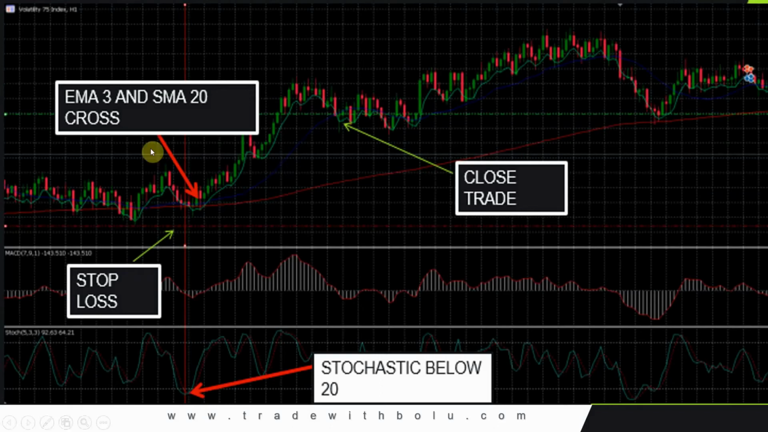We're even using a volatility index to give you guys this example. So this is the 200 moving average, this is a 20, and then this is a 3. The price should be above this 200 moving average, and you have the price above it. So that's pretty awesome.